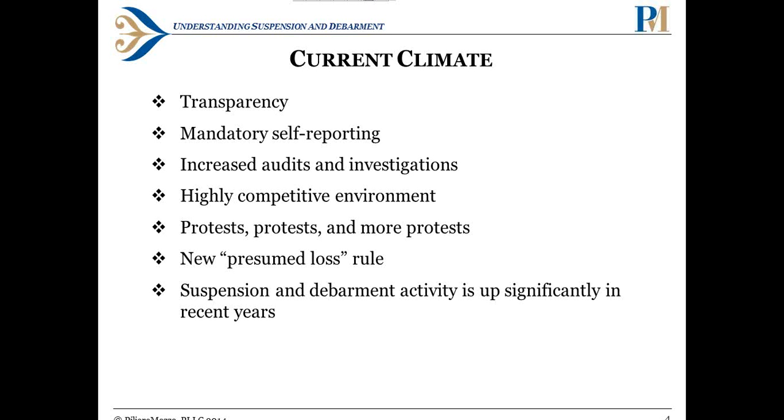The SBA has a new presumed loss rule, and I want to make sure everybody, particularly if you have any involvement in set-aside contracts, whether you're a small business or you're a large business that works with small businesses, understands the presumed loss rule.